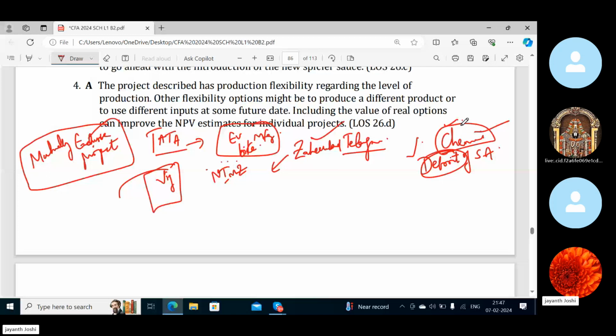So both are good projects, but we have to pick one out of the two. Positive NPV is the one which we are going to pick. So how to find out that positive NPV? What is that going to be?